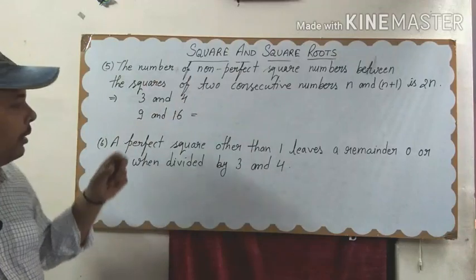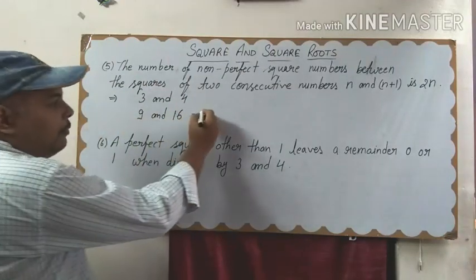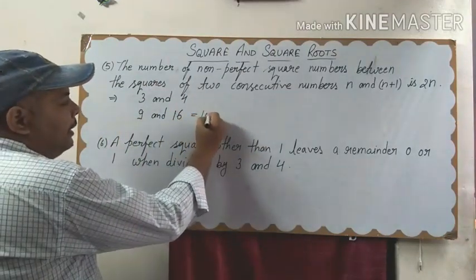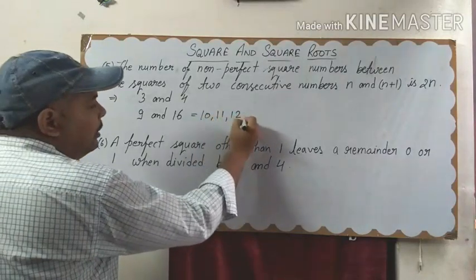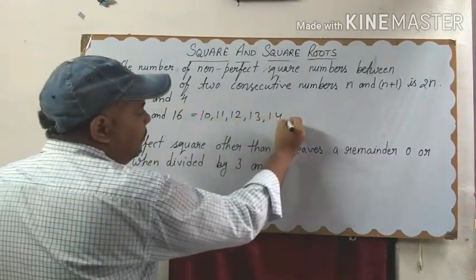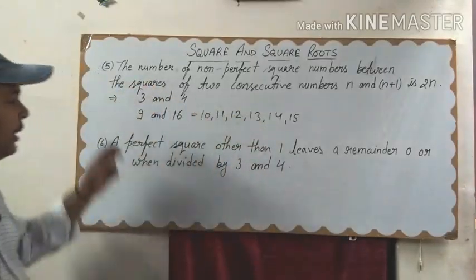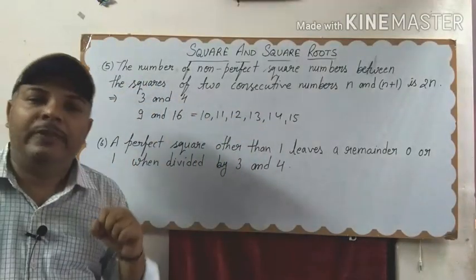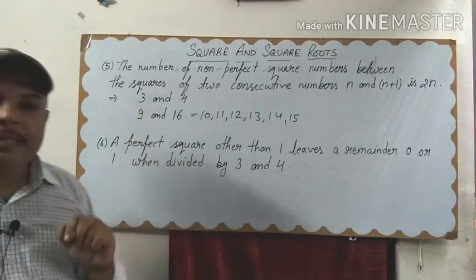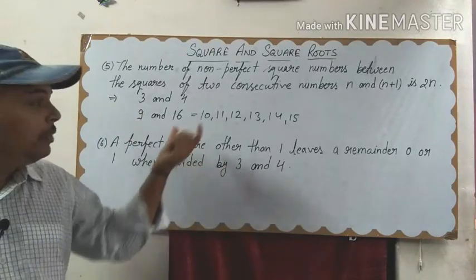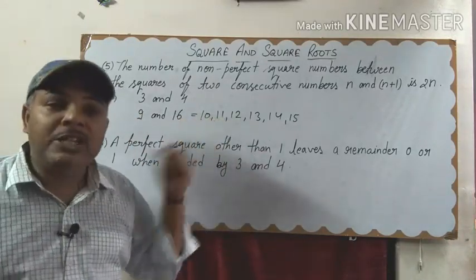Write down all the non-perfect squares. After 9, the first non perfect square is 10, then 11, then 12, then 13, then 14, then 15, and count them: 1 2 3 4 5 6. Means there are 6 non perfect square numbers between 9 and 16. This is the first method, which takes much time.